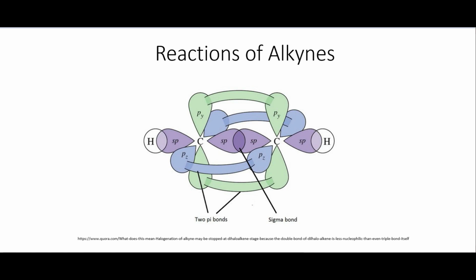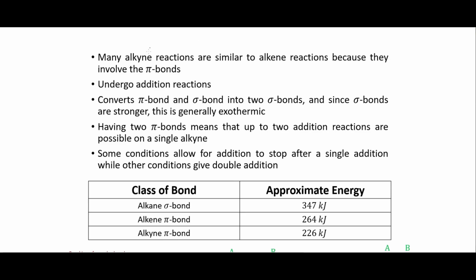I'm not going to go through the mechanisms in a lot of detail, but I'm going to point out the ways in which these reactions with the alkynes differ from those with the alkenes. As I said, many alkyne reactions are similar to alkene reactions because they involve the pi bonds. So these will undergo these addition reactions, and this converts a pi bond and a sigma bond into two sigma bonds.